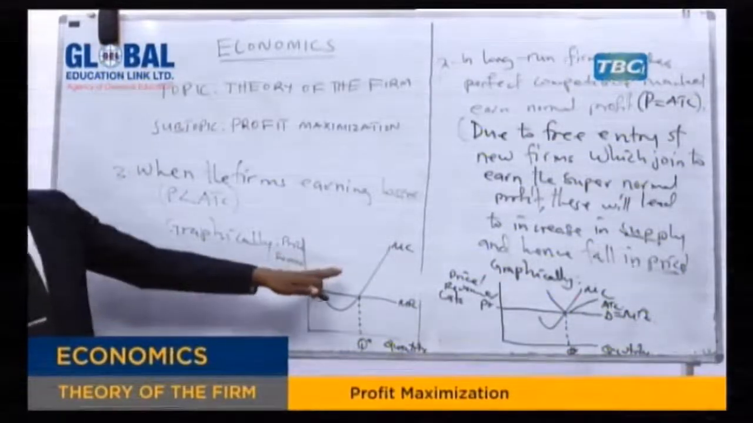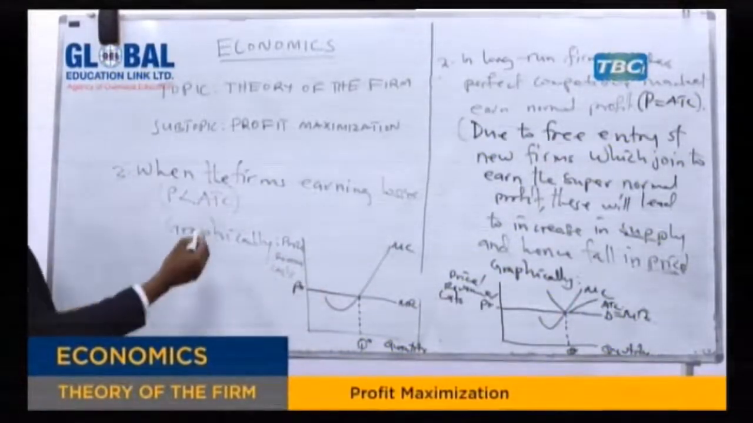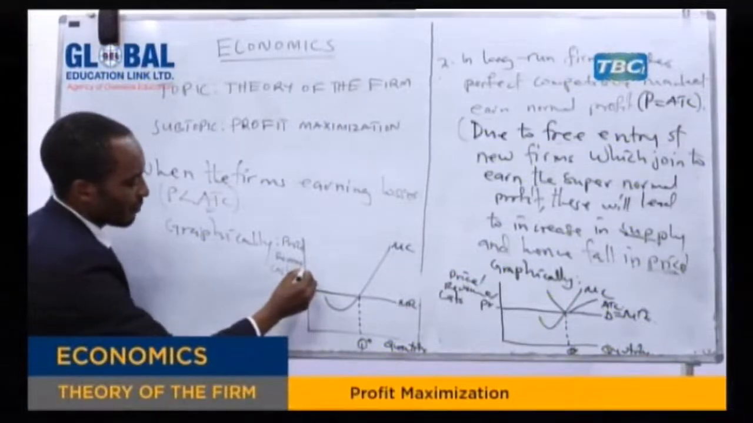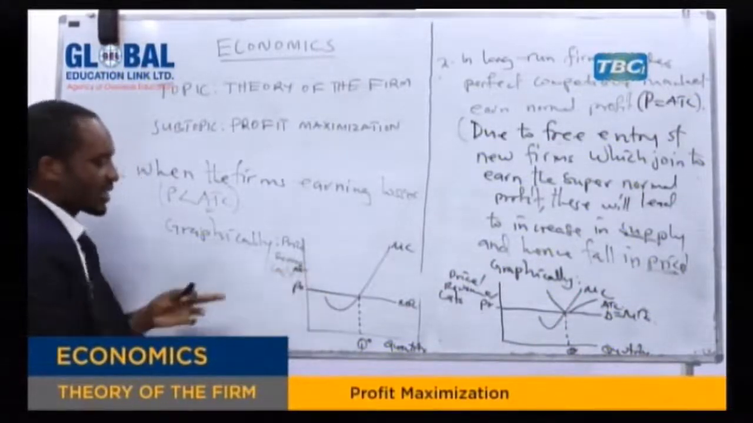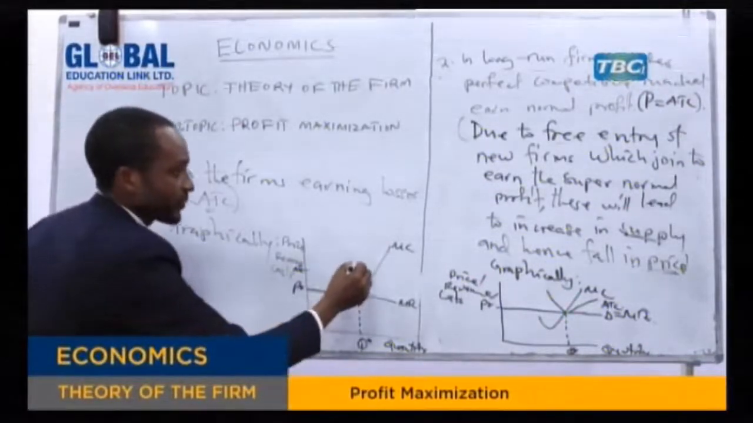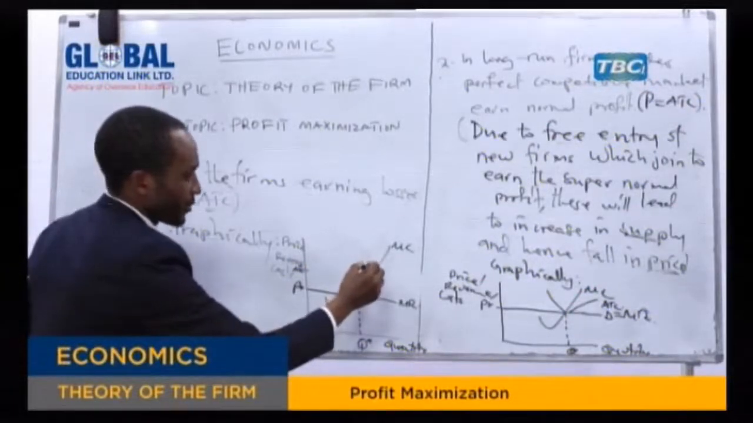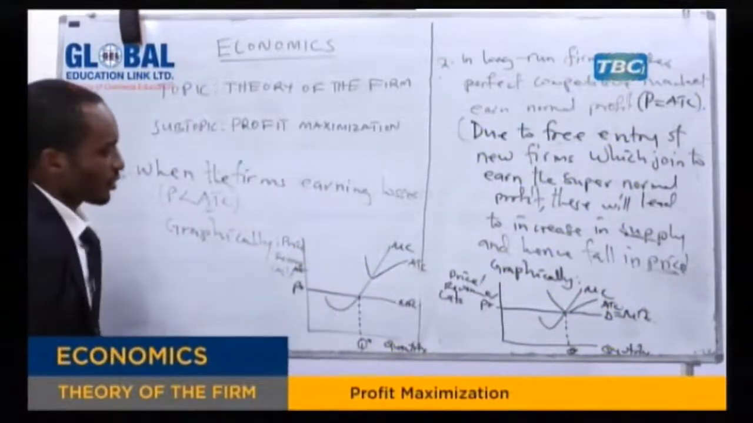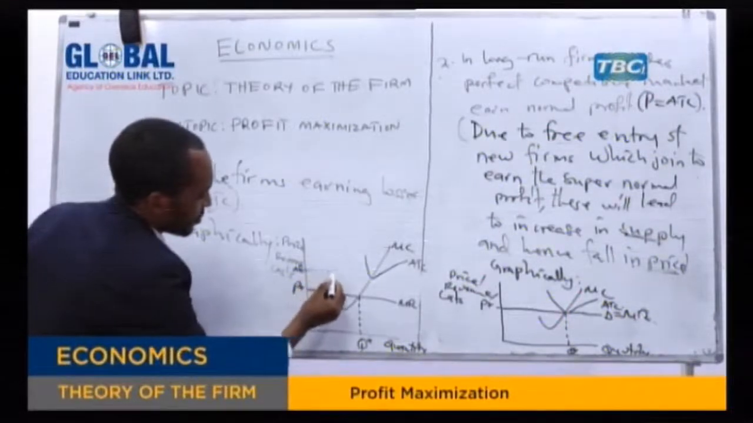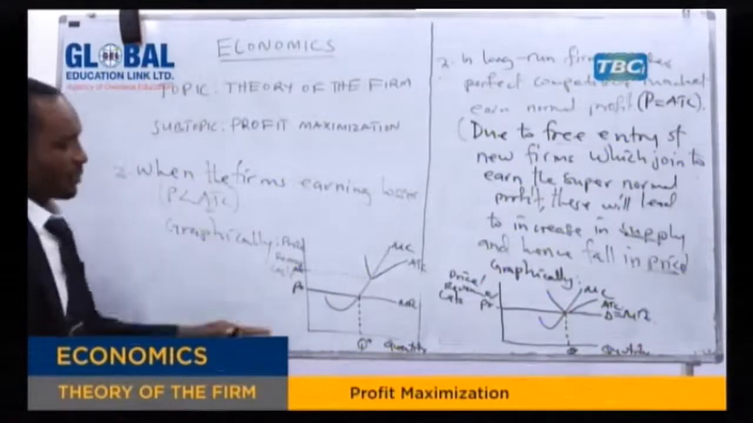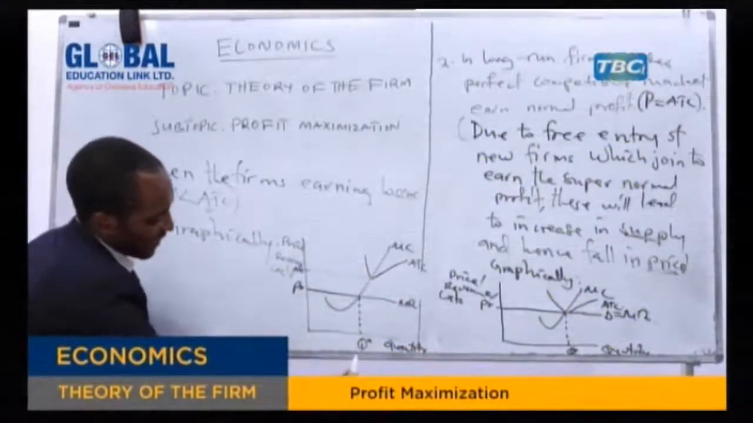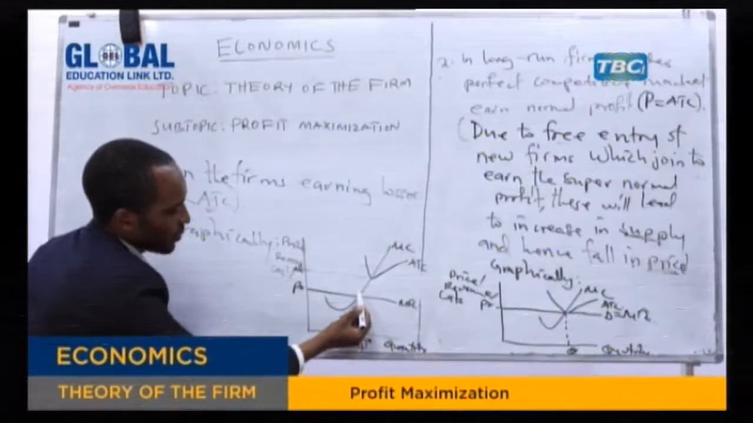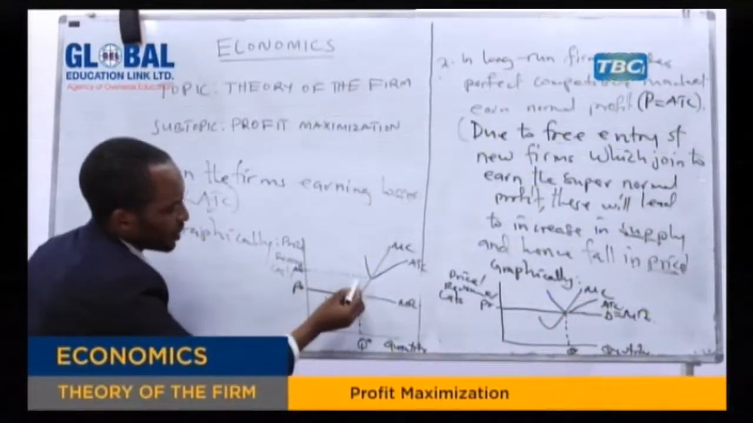So as I said, when a firm makes losses, it means the average total cost will be higher than the price. So assume the average total cost is above, then the price is below. So when we join the average total cost, this is the average total cost. When you go up to the minimum average cost, it will be to this point. So the maximizing level of output is this one. So you extend this vertical line up to this line, which shows the average total cost.